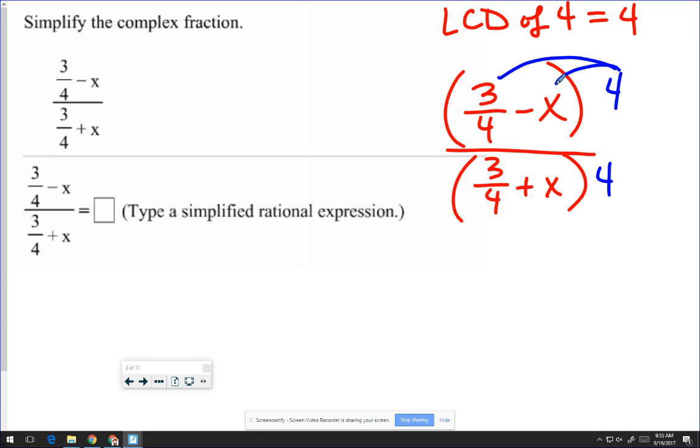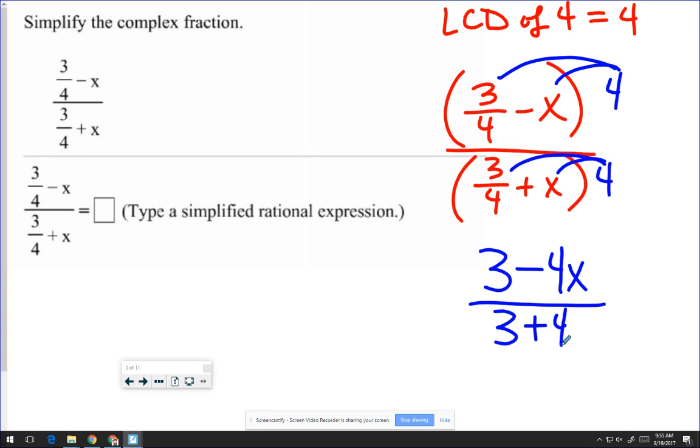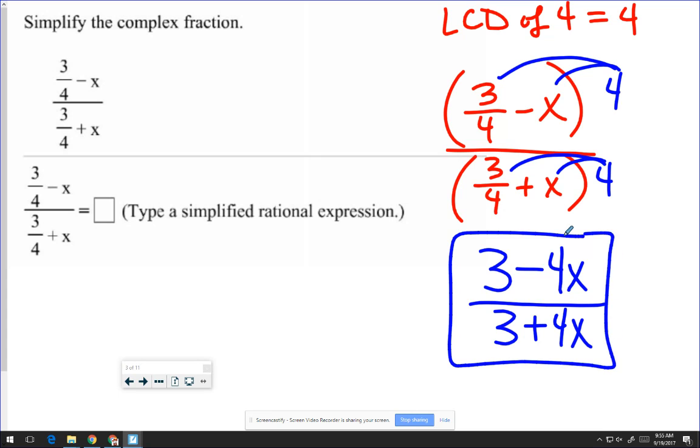Well, hopefully it makes sense that the 4 times the 3/4, the 4 on top and the 4 on bottom is going to cancel and just make 3. And then 4 times x is just 4x. On bottom here, same thing. It's going to be 3 plus 4x. And we have to fight the urge to cancel here. 3 minus 4x and 3 plus 4x are not the same. They do not cancel. I am done.